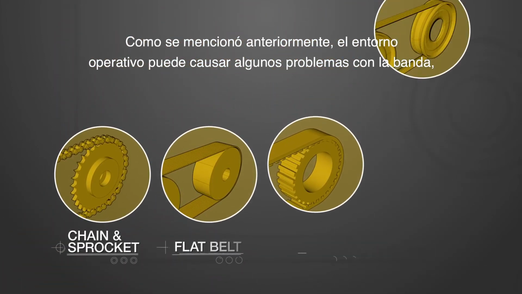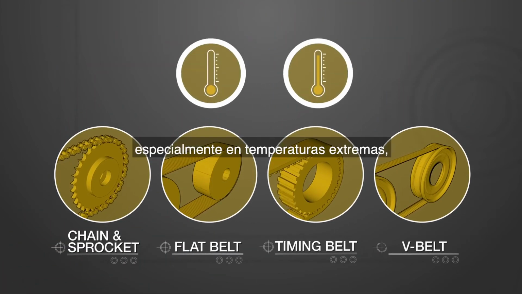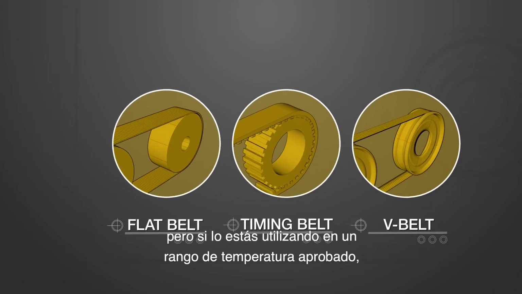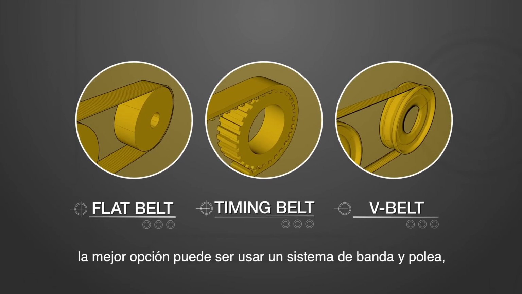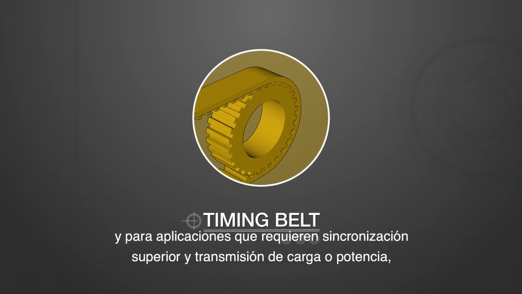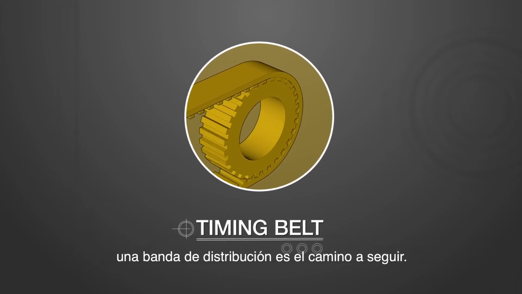As mentioned before, the operating environment may cause some issues with the belt, especially in temperature extremes. But if you're using it in an approved temperature range, using a belt and pulley system may be your best bet. And for applications which require superior timing and load or power transmission, a timing belt is the way to go.